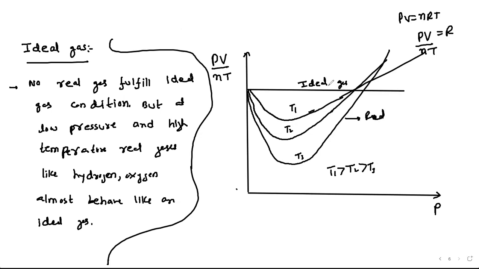So it's visible, this is ideal, this is real gas. There is a difference between them. But as you keep on increasing the temperature, T3 is the minimum temperature, T2 is just higher, T1 is the maximum temperature. The behavior of the real gas shifts towards the ideal gas behavior. So that's why I have written that at high temperature it behaves like an ideal gas. Is it clear? Yes, sir. Okay, just note it down.